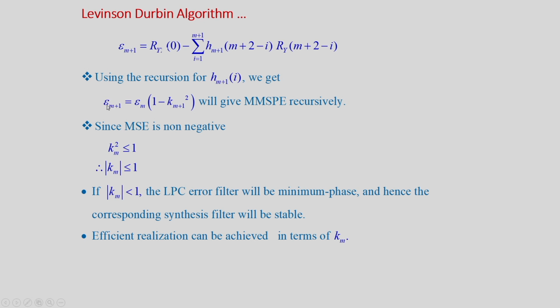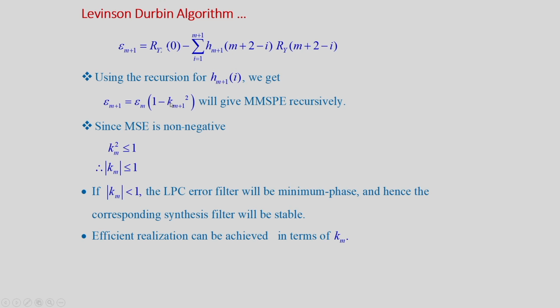Now, this quantity is always non-negative, and since MSE is always non-negative, from this expression we get k_m squared, that is the reflection coefficient squared, is always less than or equal to 1, implying that the magnitude of the reflection coefficient k_m is less than or equal to 1. If the magnitude of k_m is less than 1, the LPC error filter will be minimum phase, and hence the corresponding synthesis filter will also be stable.